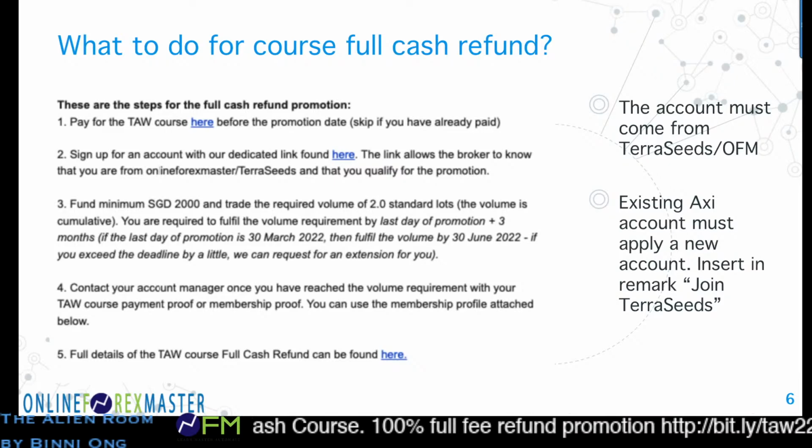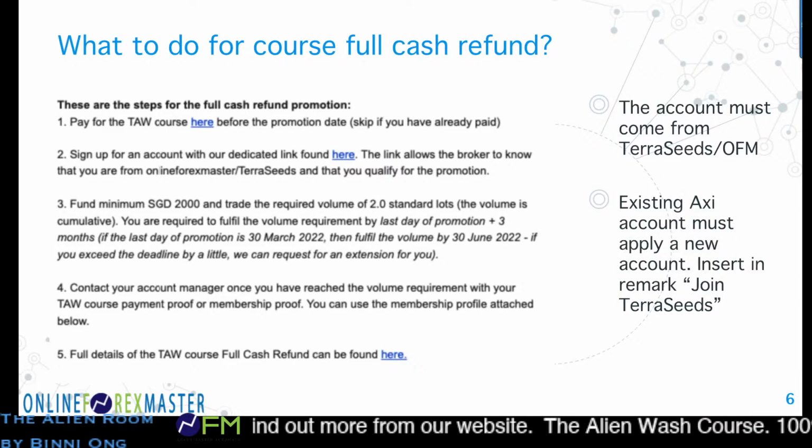In order to do that, you use our link to open an account, or if you already have an existing account with XE, you need to apply for a new account at the Client Portal and say, I want to join Terra Seeds. Because if you don't tell them, how do they know that you want to take this particular promotion?